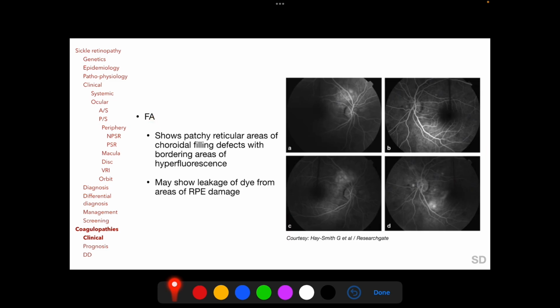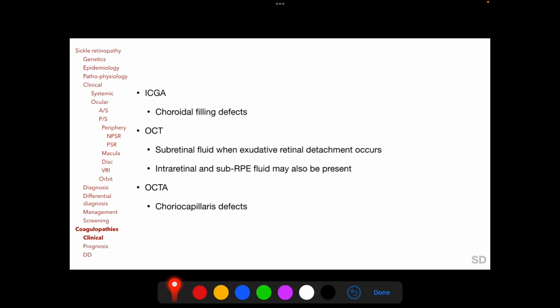Fluorescent angiogram shows patchy reticular areas of choroidal filling defects, as seen here in this angiogram, with bordering areas of hyperfluorescence, and in later phases of the angiogram, leakage of dye will be found in areas of RPE damage, as seen here in this angiogram. Choroidal filling defects will also be apparent on indocyanine green angiography, and OCT will show subretinal fluid when exudative retinal detachment occurs, and OCTA will also show flow deficits in the choriocapillaris.